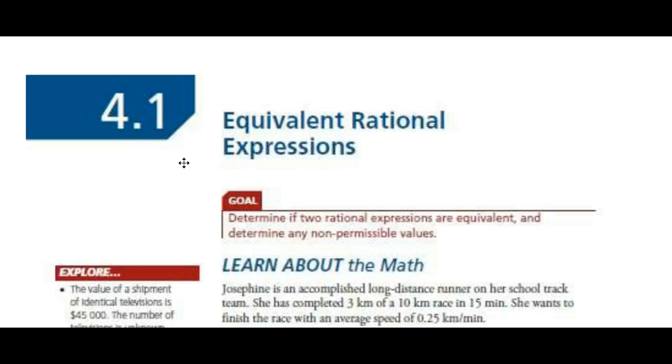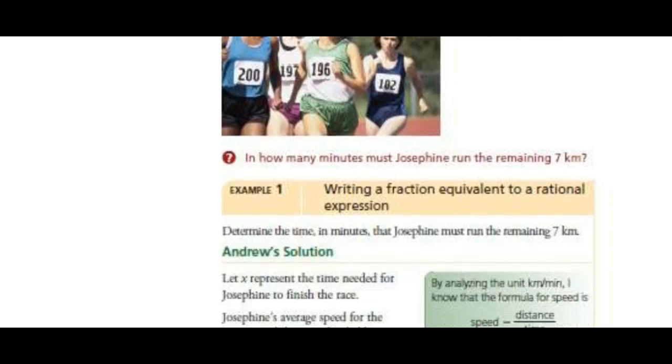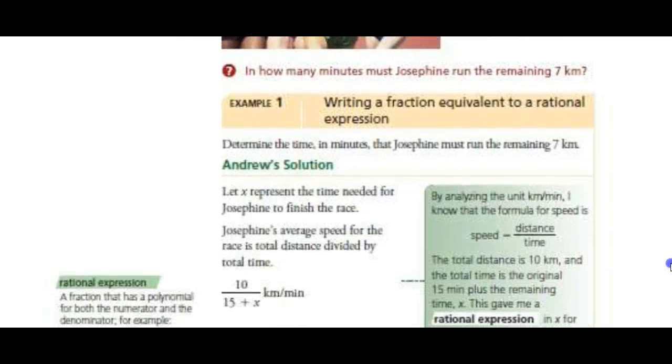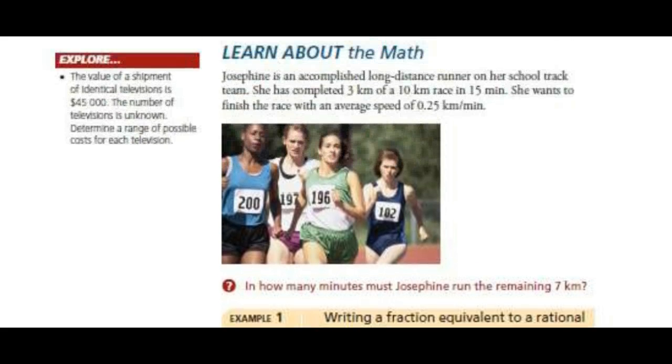All right, so equivalent rational expressions and also non-permissible values. Determine if two rational expressions are equivalent and determine any non-permissible values. So let's go down here to the definition. Rational expression: a fraction that has a polynomial for both the numerator and the denominator. For example, 2x over 3x plus 4. I just want to get that definition out of the way.